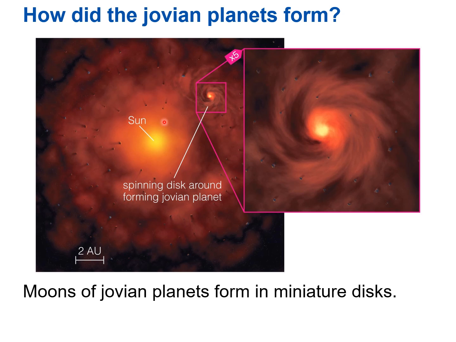So here we have the sun and a spinning disk around a forming Jovian planet. Let's just call it Jupiter. Just like the sun has a disk going around it where planets formed, it's believed that there could be a disk going around these larger Jovian planets, such as Jupiter, and that disk would eventually form into the moons of Jupiter.